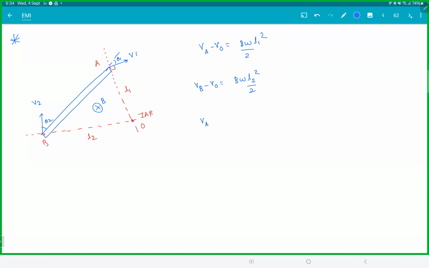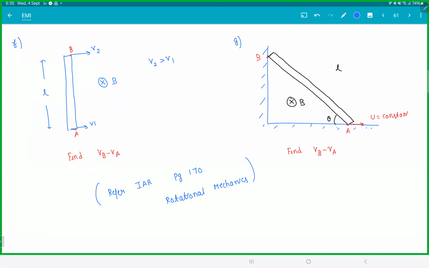So subtract them, VA minus VB. And how to get omega? Omega is nothing but V1 by L1 or V2 by L2, the perpendicular distance. Both will give you the same thing. Clear? So if the rod is going at some weird angles and all, this IAR will work.